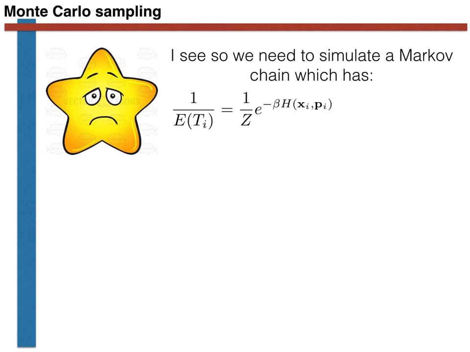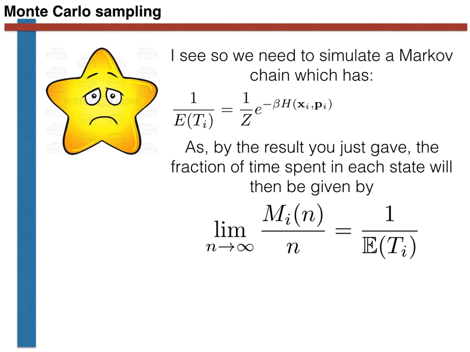This realization is the central tenet of Monte Carlo sampling. The idea with this algorithm, in the context of statistical mechanics, is to simulate a Markov chain that has 1 over the expectation of Ti equal to the value of the Boltzmann weight of the microstate i, which is given by the right-hand side of the equation shown here. If we can set up the simulation in this way, we can ensure that in the limit of a very large number of steps, the fraction of time spent in the ith microstate will be equal to the Boltzmann weight of that microstate, by the result that we have just arrived at, the ergodic principle.